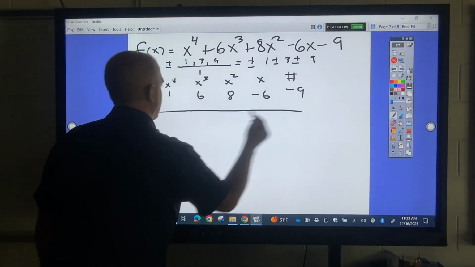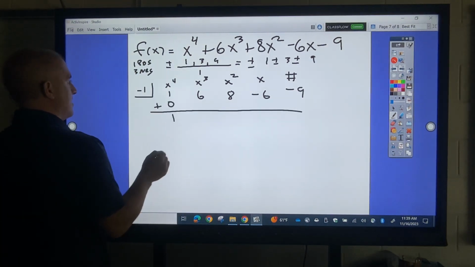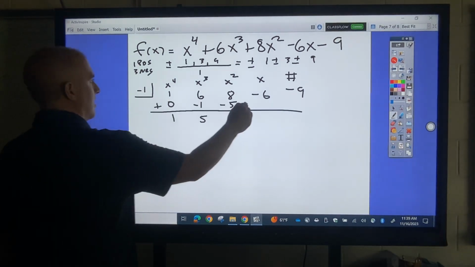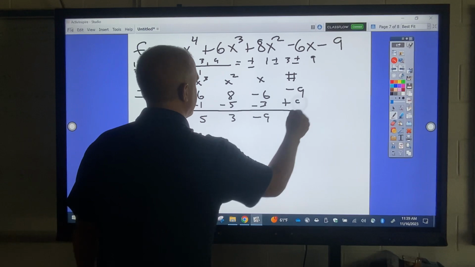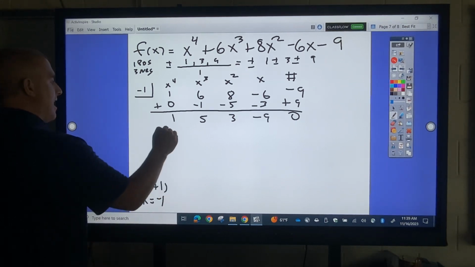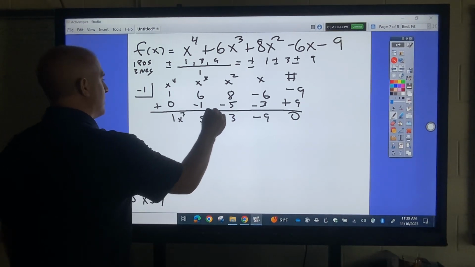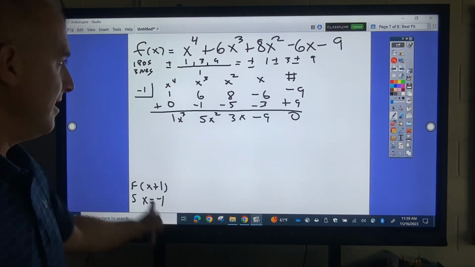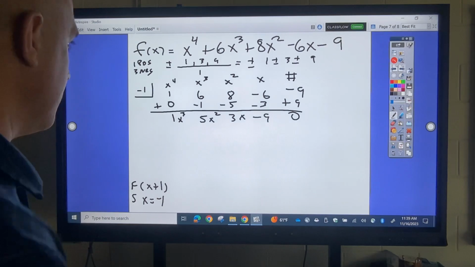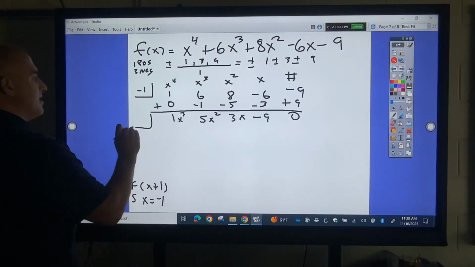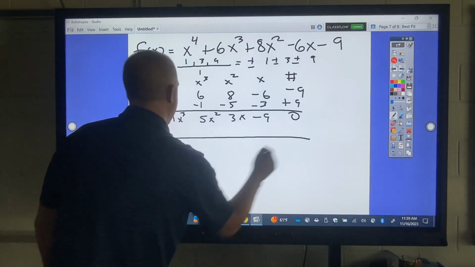1 plus that would be negative 1, 5, negative 5, 3, negative 3, negative 9, positive 9, 0. So one of them that works is x equals negative 1. That factor would be x plus 1. Now, this is x cubed, x squared, x, and number. The problem here is that it doesn't factor easily. So I'm going to keep on going with these other ones. I'm going to try negative 3 now.